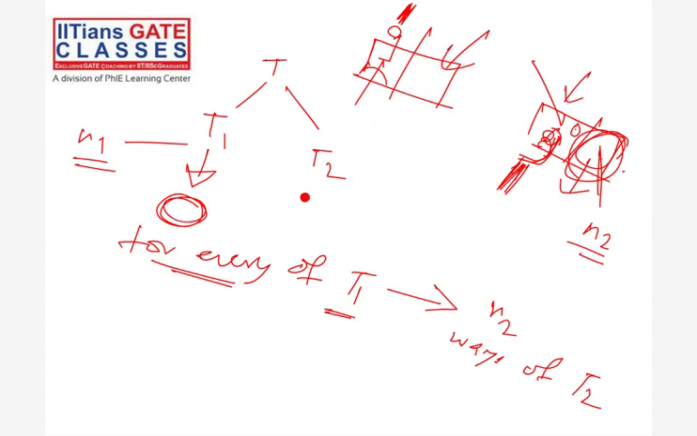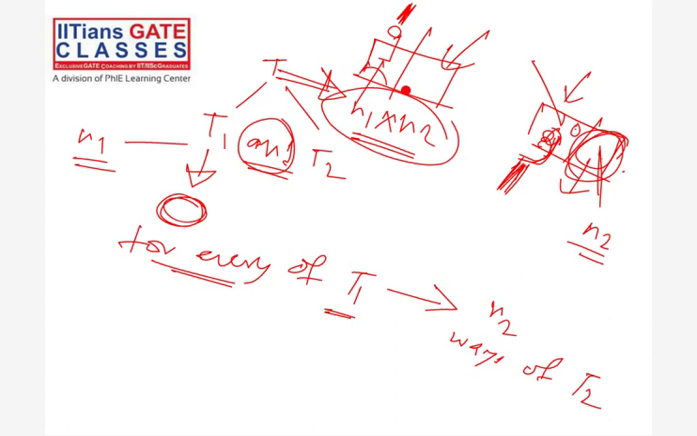So that is what I want to say. And finally you need to complete both tasks T1 and T2. So the number of ways to complete the task T will be n1 into n2. So this is the product rule. We will take more examples, don't worry if you did not understand.